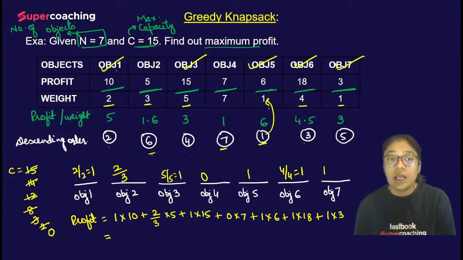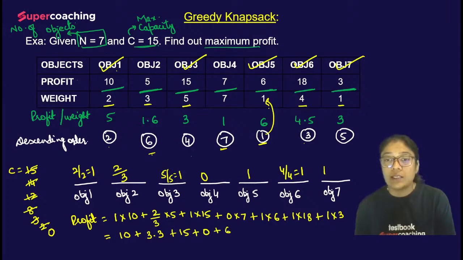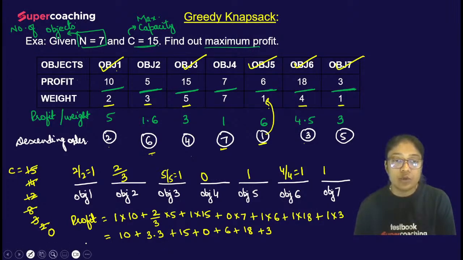Just simplify it. It comes out to be 10 plus 2 into 5 is 10 divided by 3. It comes out to be somewhere around 3.3. Plus 15 plus 0 plus 6 plus 18 plus 3. Is it 52? I don't think so, क्योंकि point में आ रही है मेरे पास value यहाँ पे. So just calculate it. So it's 10 and 15, 25, 25 and 33, 33, 39, 42.